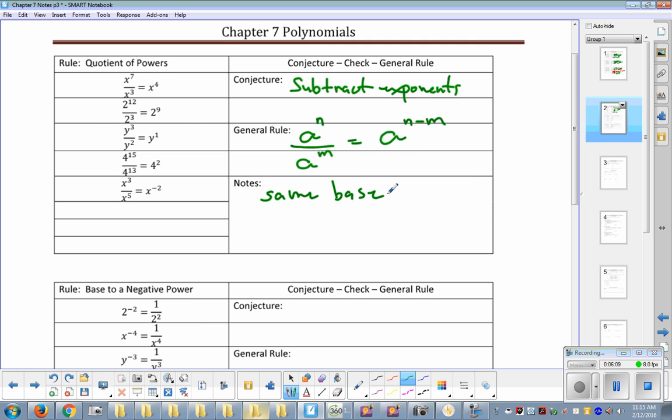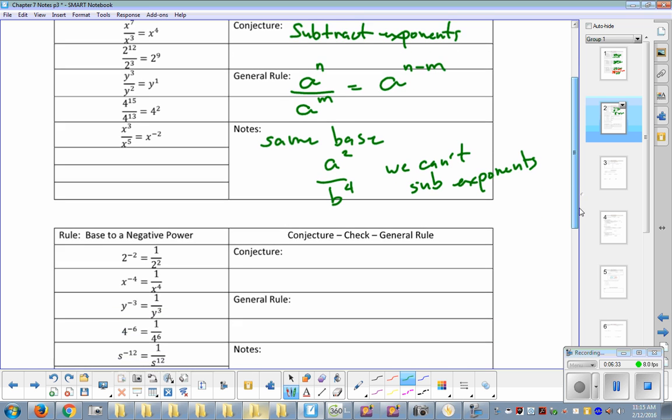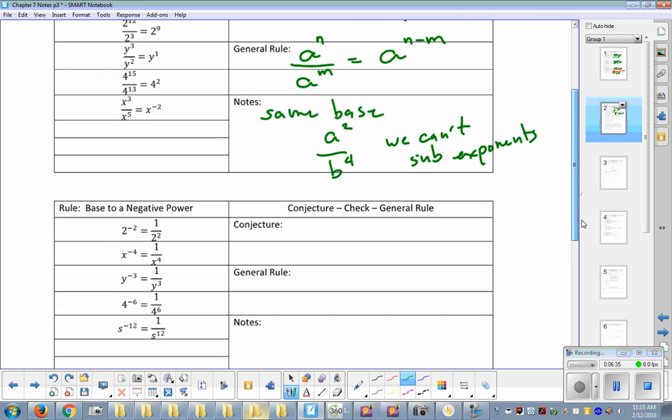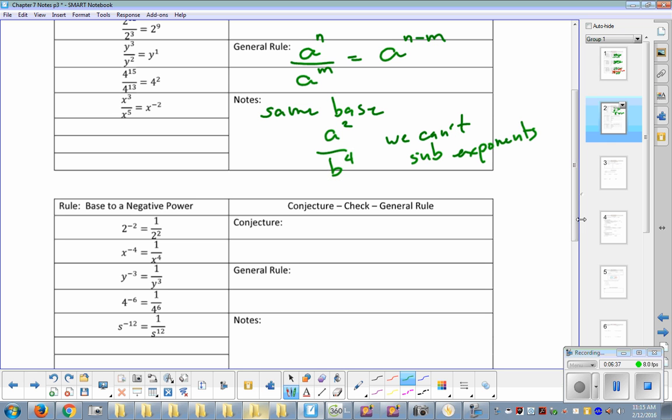If I have a squared and b to the fourth, then we cannot subtract exponents here because they don't have the same base. So just leave it as is. This will be the answer, a squared over b to the fourth. And finally, oh, we have one more. We have 2 more. Okay, base to a negative power.